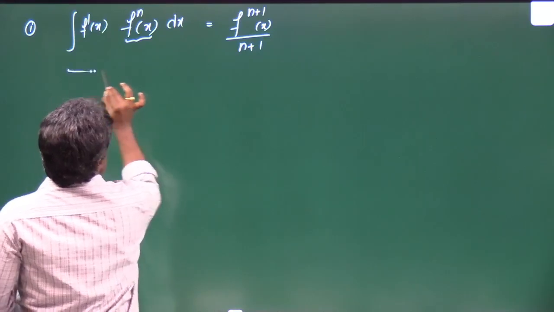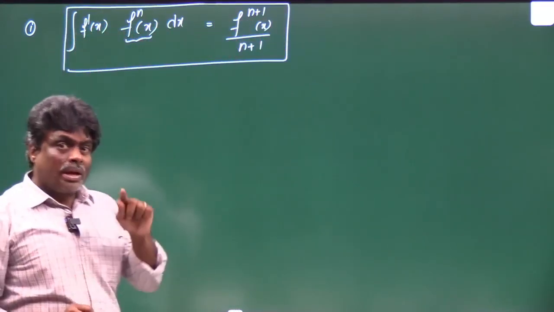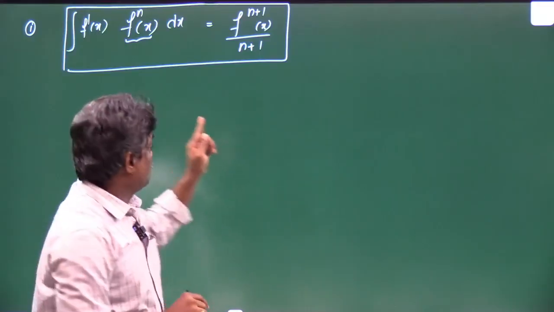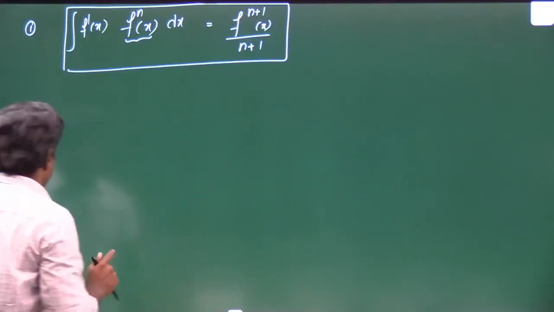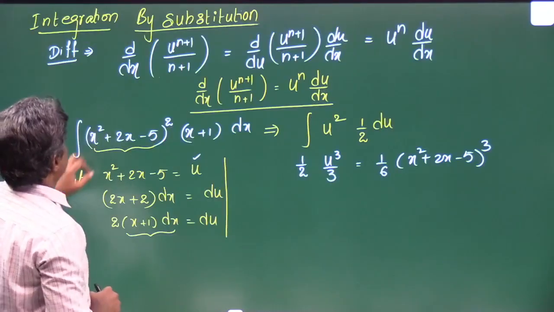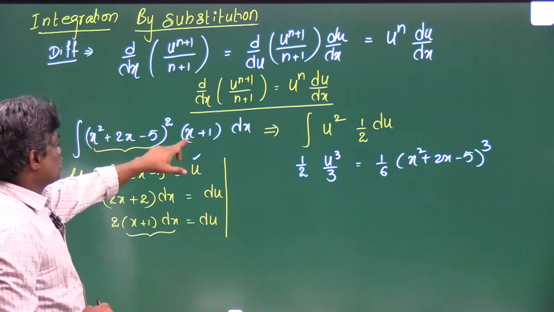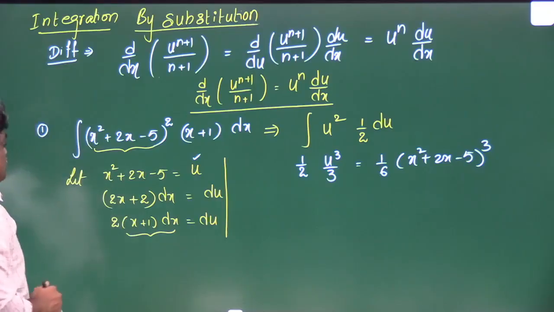So earlier whatever we have done by using the substitution method, we can do all those problems by using this technique. Let us take them one by one. So what is your first question? This first question is this one: the integral of x square plus 2x minus 5 whole square, times x plus 1, dx. Let us see.